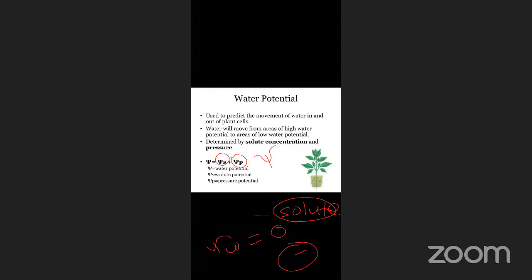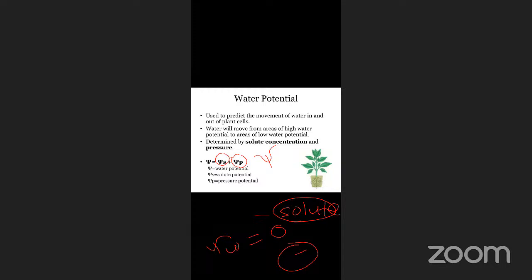The water potential, free movement of water, right? The actual water potential is determined by two components. One is solute potential, psi s, and another is pressure potential. I think solute potential is clear. What is solute potential?